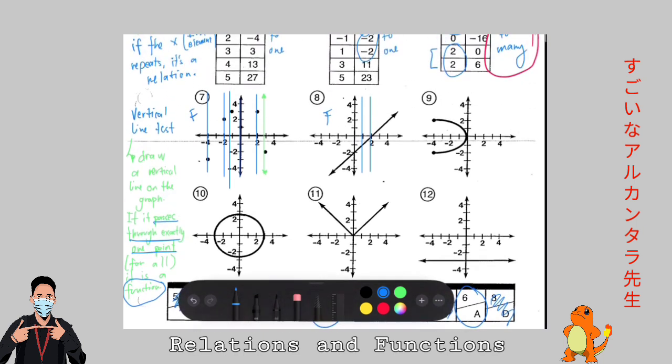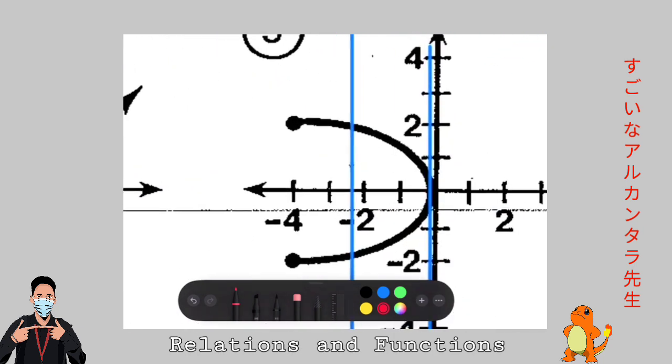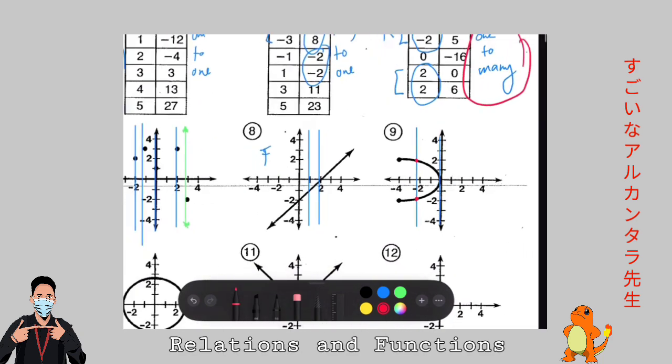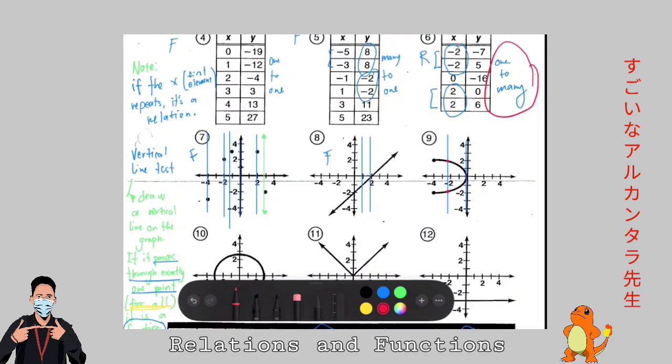Now, let's go with number 9. That's why I'm saying it should be true for all. That's the term, for all. Because if you draw a vertical line here with the vertex of this given parabola, which will be your lesson in the future, it only passes through 1 point. But if you draw it here, it passes through not 1, but 2 points. First point here, second point here. So that makes this not a function anymore. It's now a relation.